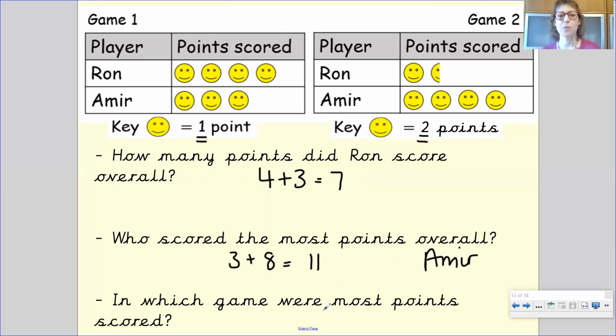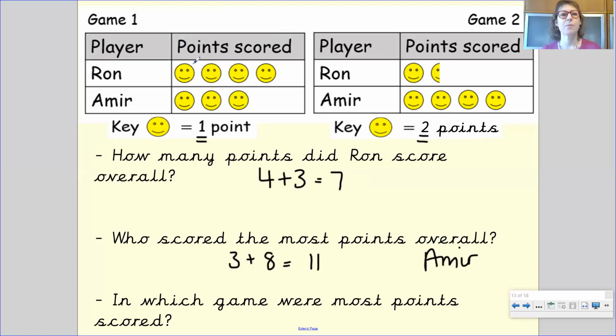In which game were most points scored? So see if you can work out the total for game 1 and the total for game 2, and then which one of those is higher. So pause the video while you do that, and then we'll go through the answer together.